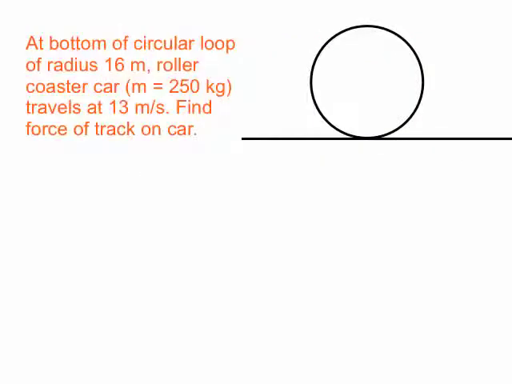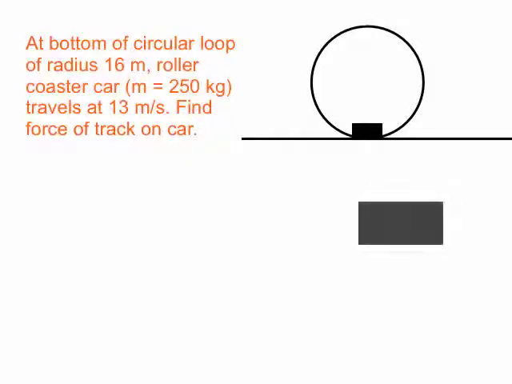Now, where do we use circular motion all the time? We use it a lot in physics in dealing with roller coasters. At the bottom of a loop with a radius of 16 meters, a roller coaster car travels at 13 meters per second. Let's find the force of the track on the car.